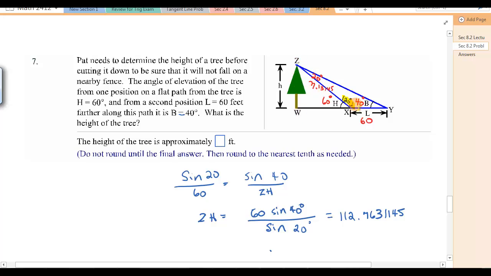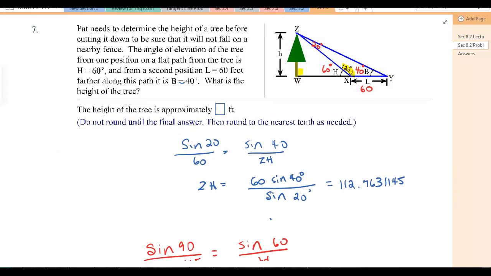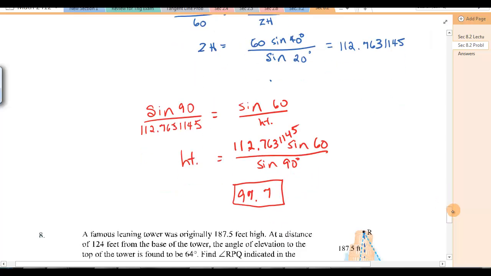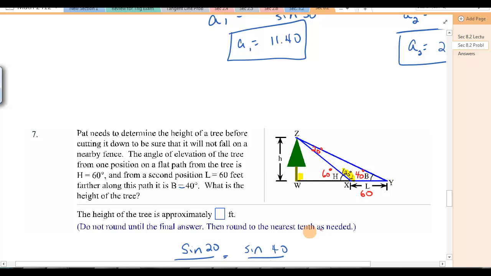So now we are ready to write this equation. Sine of 90 over 112 point, all those numbers, is equal to sine of 60 over the height. Cross multiply, and you get the height times sine 90 equals this business. Divide by the sine 90. So here's where we are. And when you do that, you will get 97.7 if you round to the nearest tenth.